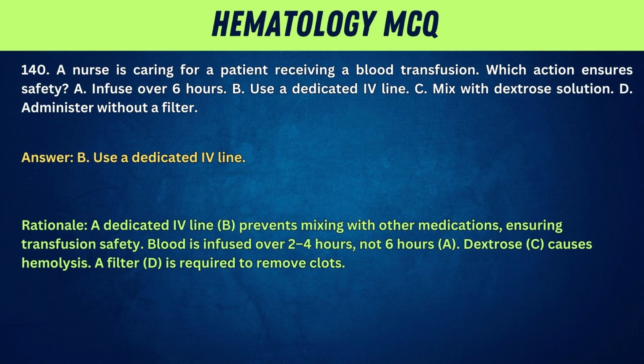140. A nurse is caring for a patient receiving a blood transfusion. Which action ensures safety? A. Infuse over 6 hours. B. Use a dedicated IV line. C. Mix with dextrose solution. D. Administer without a filter. Answer: B. Use a dedicated IV line. Rationale: a dedicated IV line, B, prevents mixing with other medications, ensuring transfusion safety. Blood is infused over 2 to 4 hours, not 6 hours, A. Dextrose, C, causes hemolysis. A filter, D, is required to remove clots.